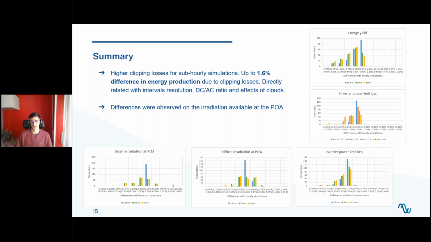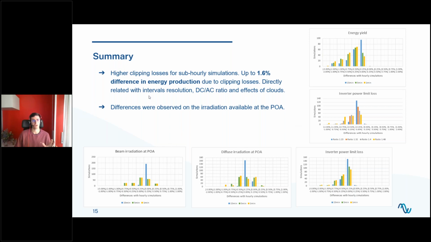Finally, we have aggregated the 3 losses that we have been mentioning before: the beam irradiation, diffuse irradiation, and inverter power limit losses. For the inverter power limit losses, we can see how all sub-hourly simulations got higher losses than hourly simulations. And for diffuse and beam irradiation, we see how the tendency is not that clear, and we have values which are higher irradiation for sub-hourly or lower irradiation for sub-hourly. We have both tendencies, and it's not clear what's going on there.